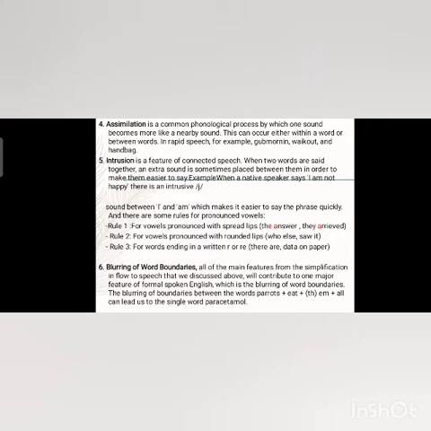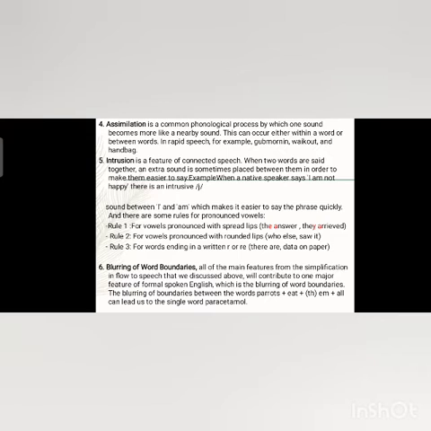Fifth, intrusion is a feature of connected speech. When words are said together, an extra sound is sometimes placed between them in order to make them easier to say. For example, when a native speaker says, I'm not happy, there is an intrusive G sound between I and M, which makes it easier to say the words quickly, and there are some rules for pronounced vowels.